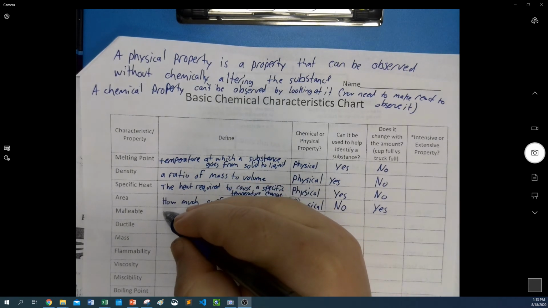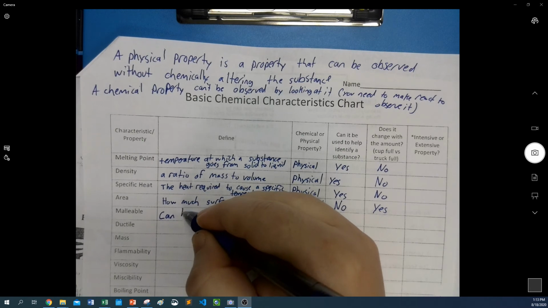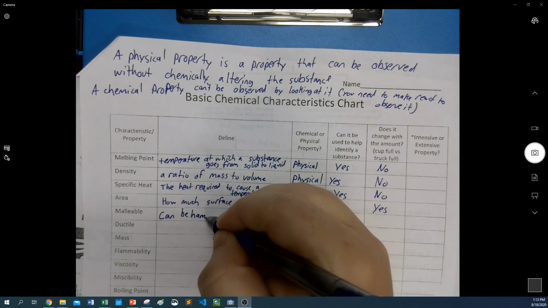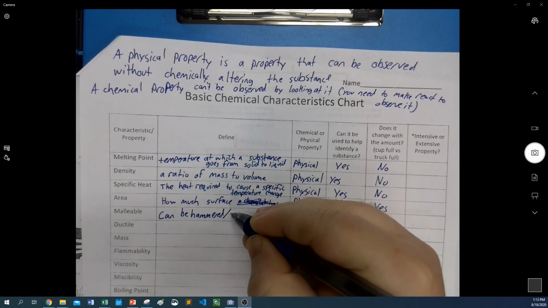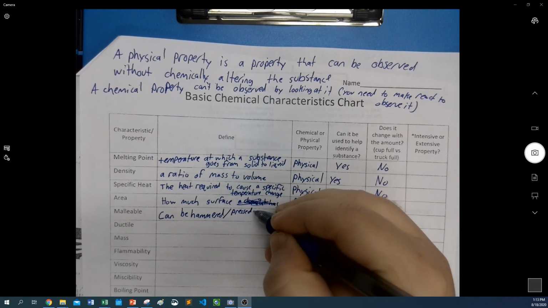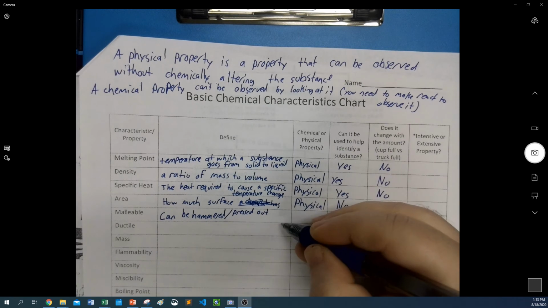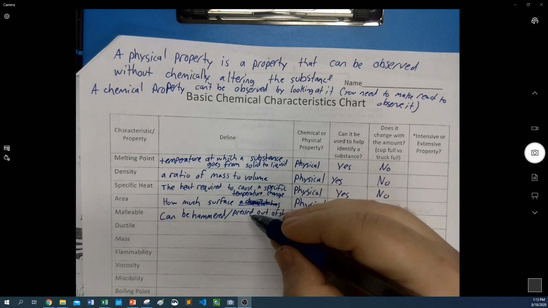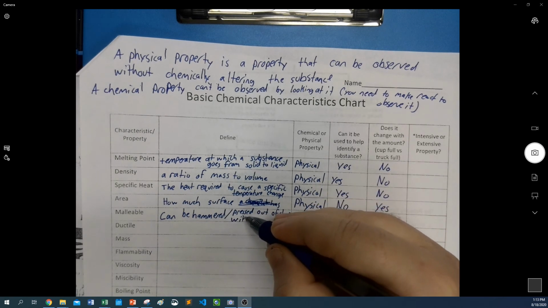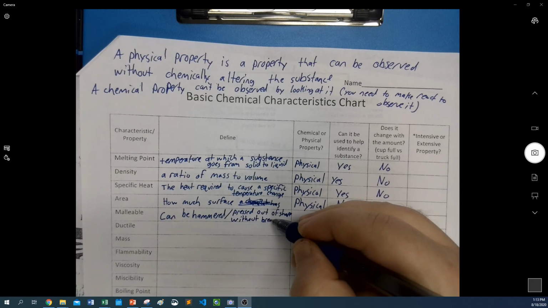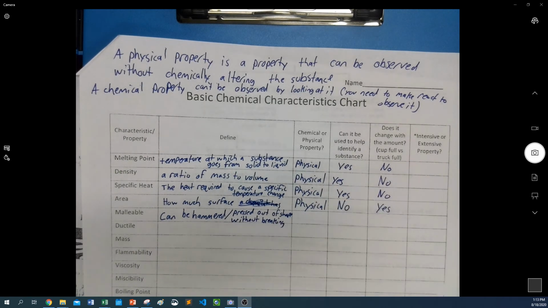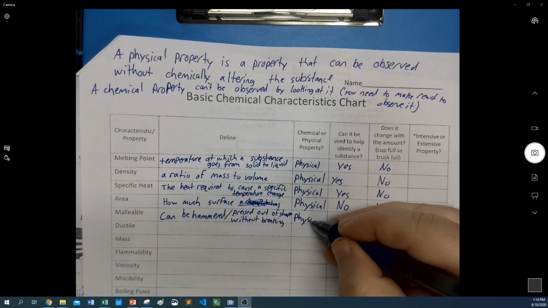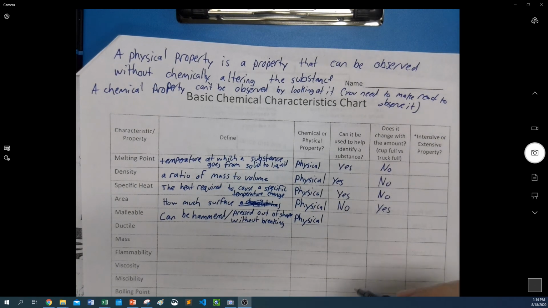Malleable. Malleable means can be hammered or pressed out of shape without breaking. Would this be physical or chemical? Can it be used to identify the substance?